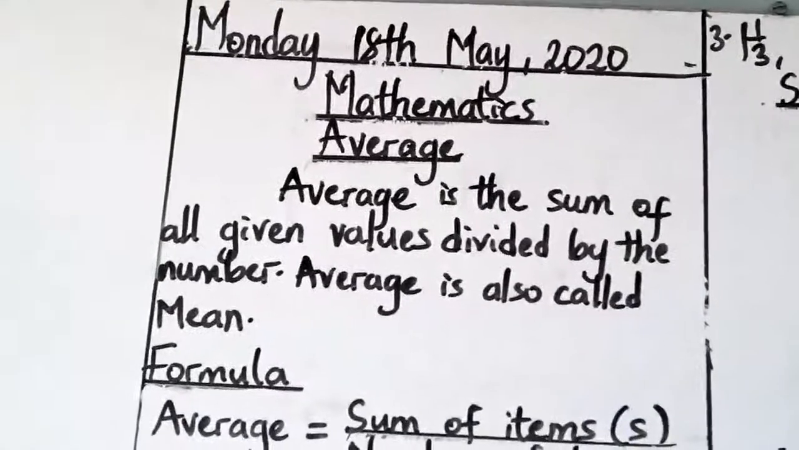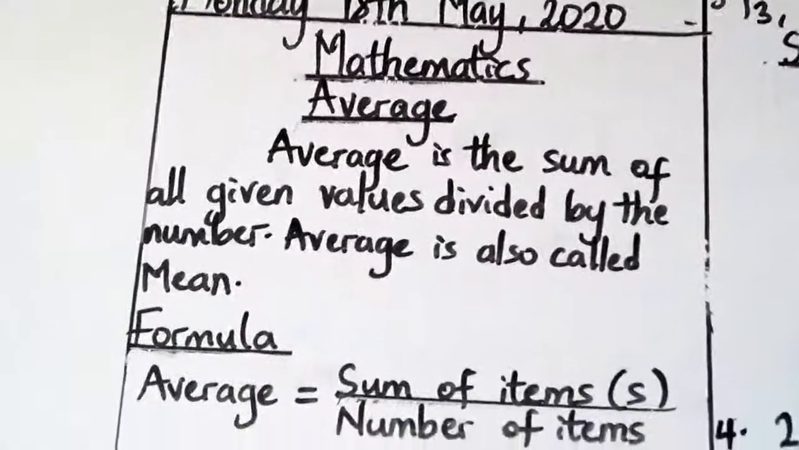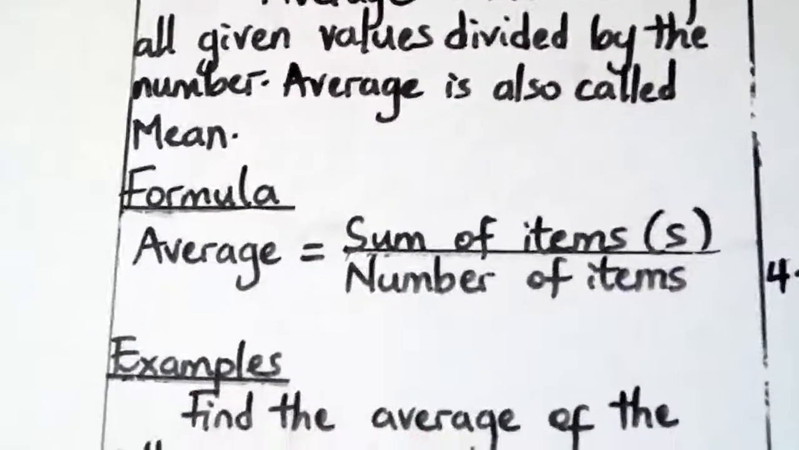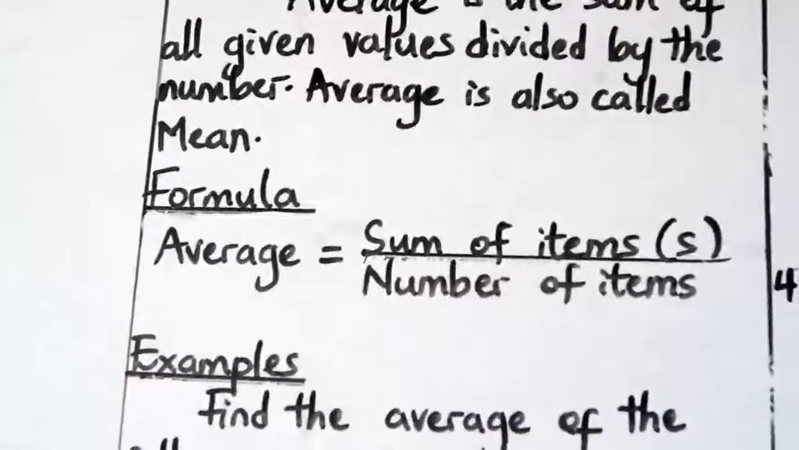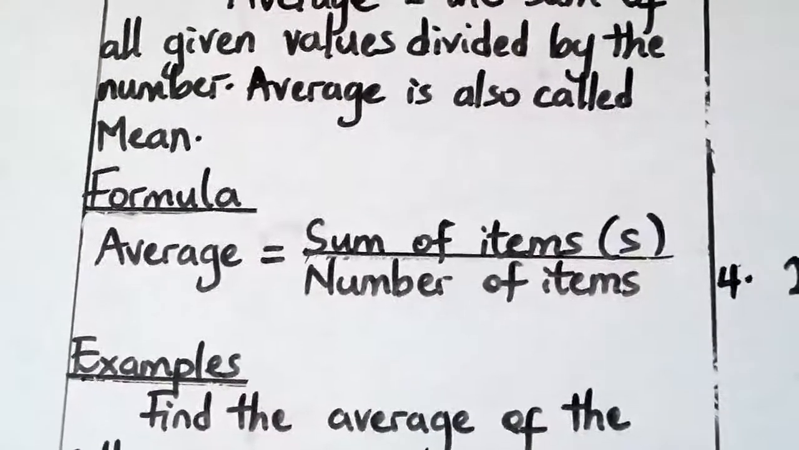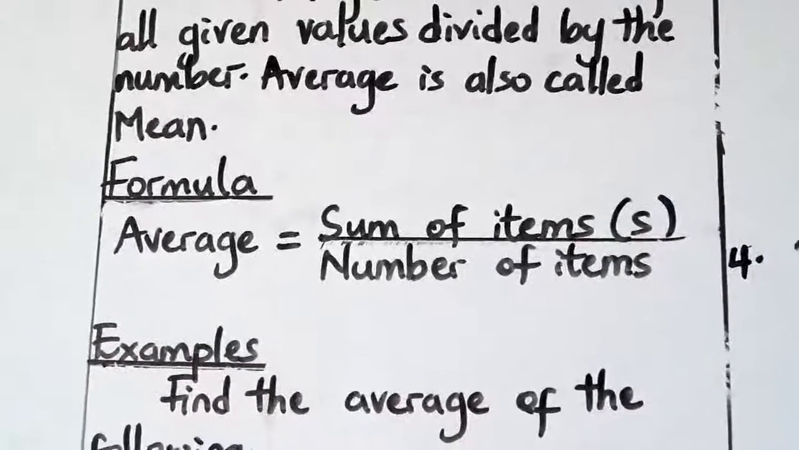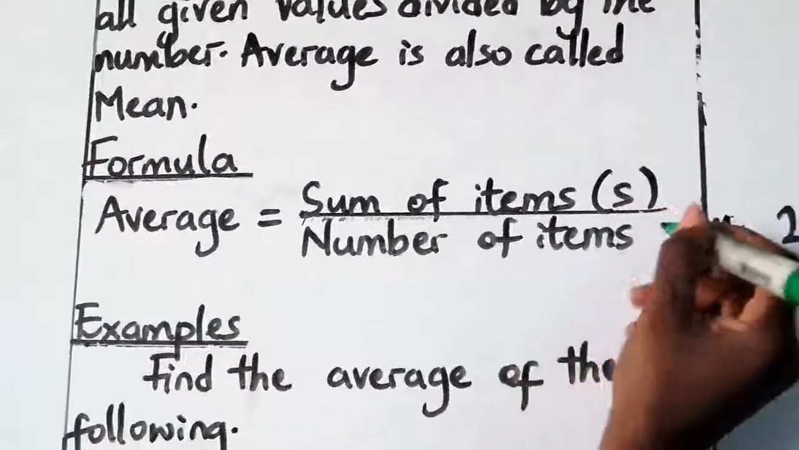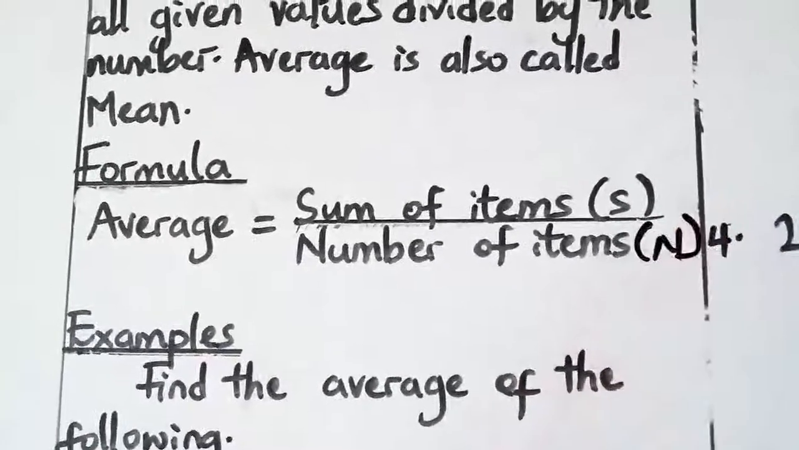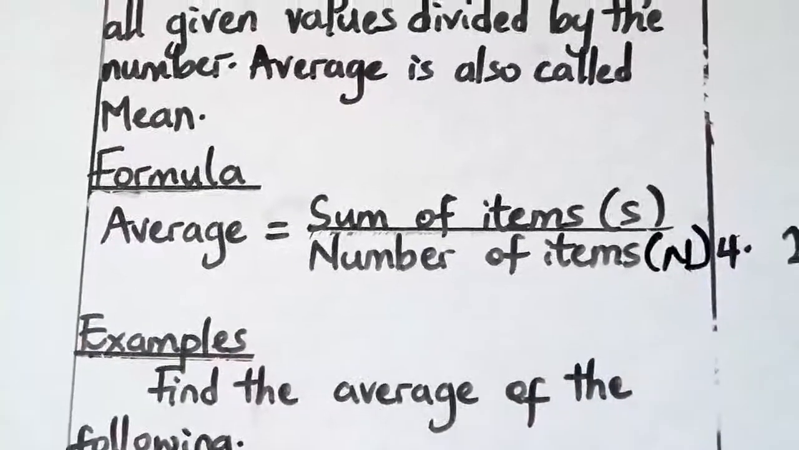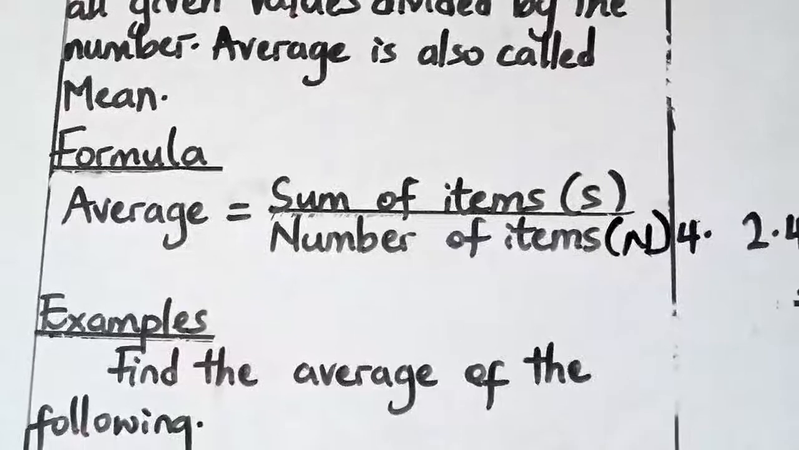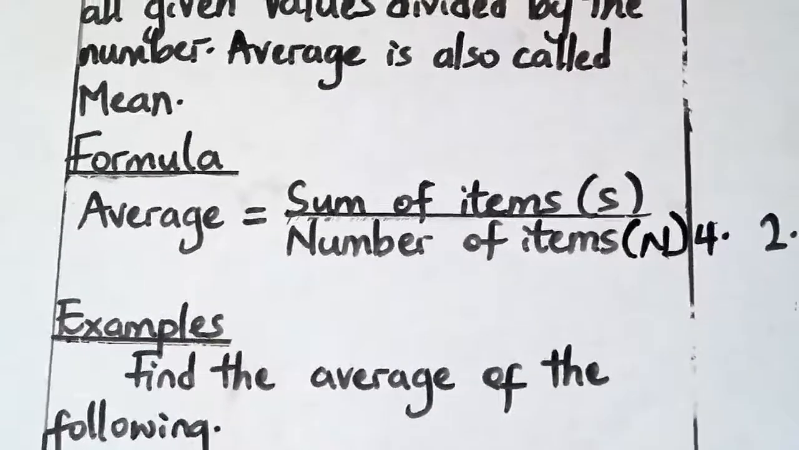Mean. Now, very quickly, average has a formula. The formula for average or mean is sum of items over number of items. The sum of items can just be written as S, and the number of items can be written as N. What is the formula for average, everybody? Sum of items over number of items.